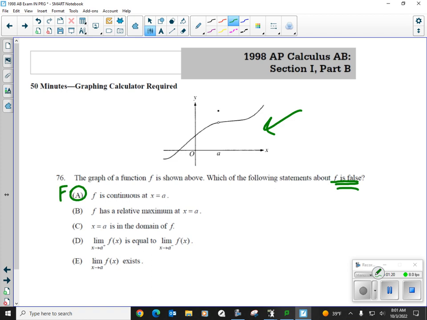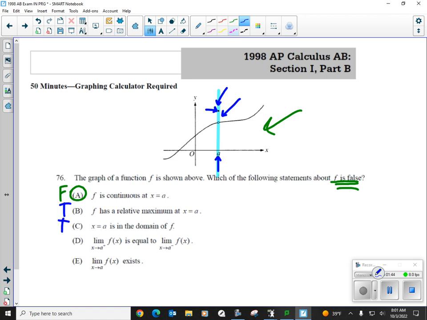F is not continuous at point a. All right, let's do a highlighter. Here's where x is equal to a, right there. It is not continuous. There's a hole, okay? There's a maximum at a. Yeah, that's a relative max, that point. That's true. X equals a is in the domain. Yeah, at a, you have a valid point.